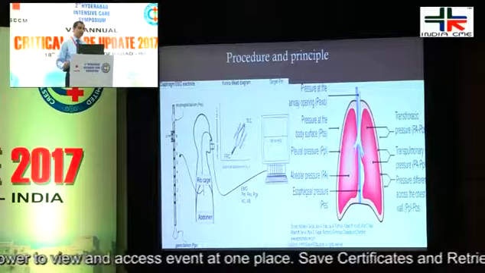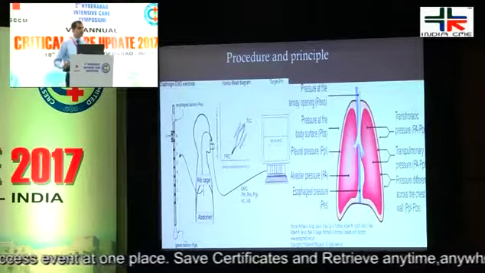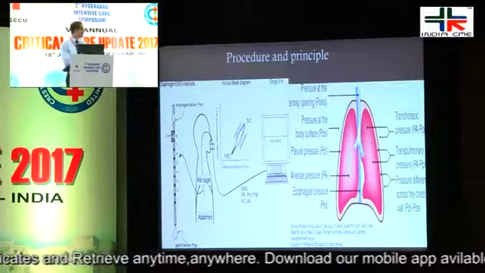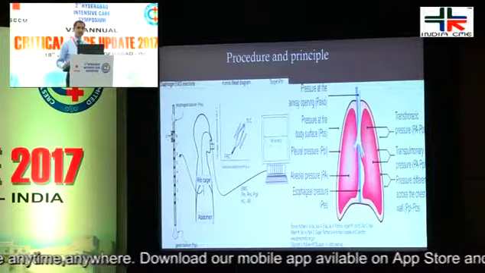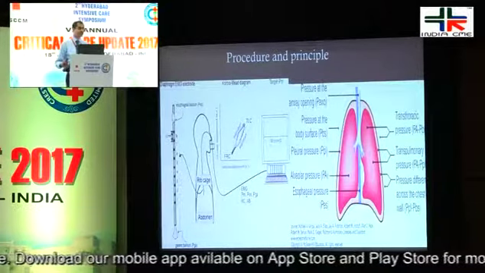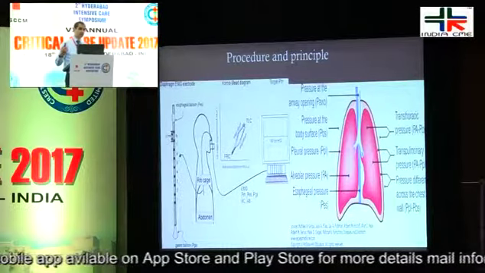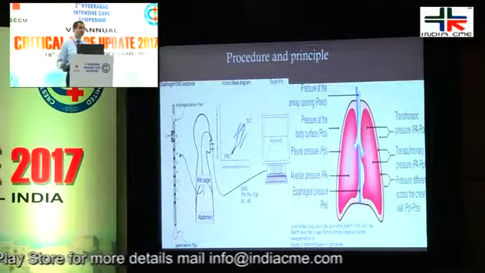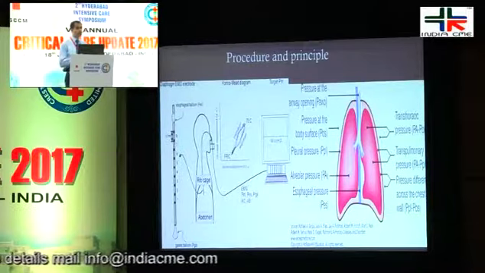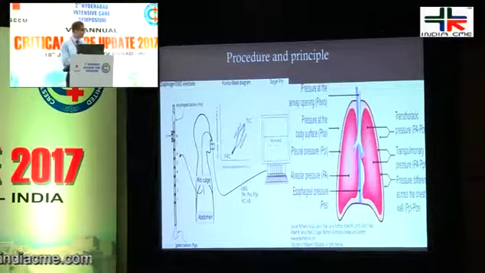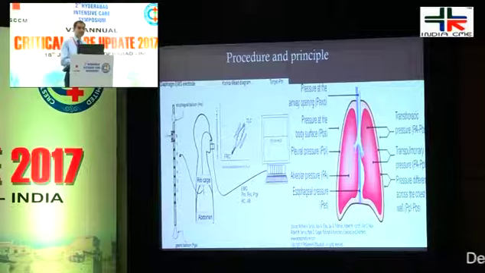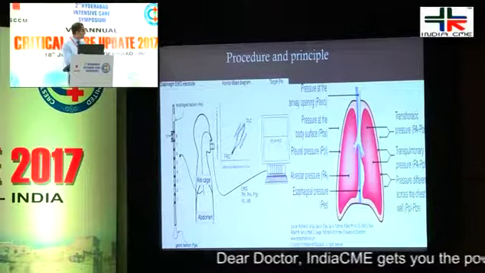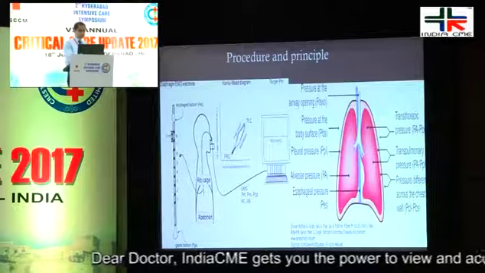Now, why do we use esophageal pressure? What are we actually trying to measure? The simple thing is we are trying to measure the intrapleural pressure, because it is difficult to measure the intrapleural pressure without an invasive device. The esophageal pressure gives a good reflection, or has good equilibrium, with the intrapleural pressure, and therefore the whole idea of esophageal pressure monitoring is to get an estimate of the intrapleural pressure.